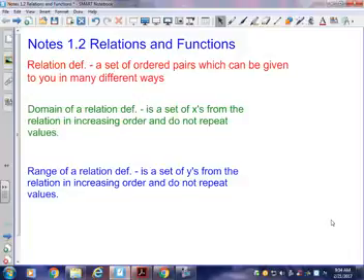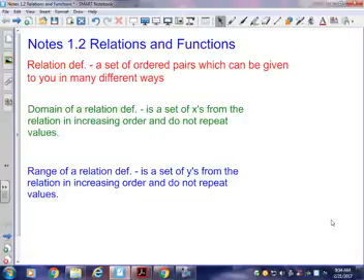Now we're going to divide those ordered pairs apart, and we're going to write domain. Domain of a relation is a set of x's in the relation in an increasing order, and they do not repeat values. Now, in some of my examples, I may not have numbers. I may have words, but we'll treat it like numbers because sometimes you'll want to compare things that are somewhat numerical, but maybe not totally numerical, like dates. January 8th is numerical. It's the 8th day of the year, right? But when we write it as January 8th, it has a word with it.